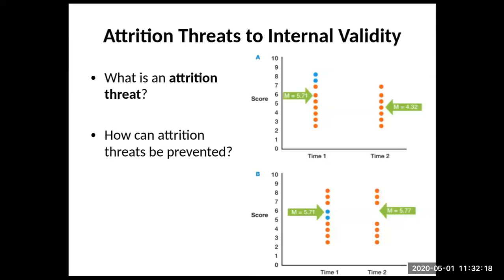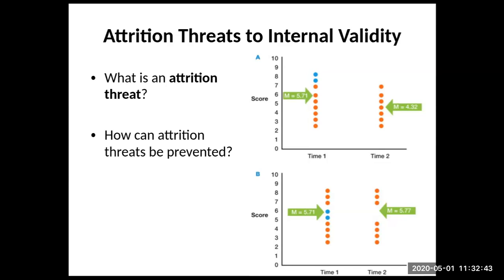Because everything else looks exactly the same from time 1 to time 2. The only difference here in A is that the 2 most extreme scores were not counted at the post-test. So how do we prevent attrition threats? If they're not there at time 2, we eliminate their scores from the average at time 1. So the most rambunctious campers, their data gets eliminated and everybody else's stays the same.